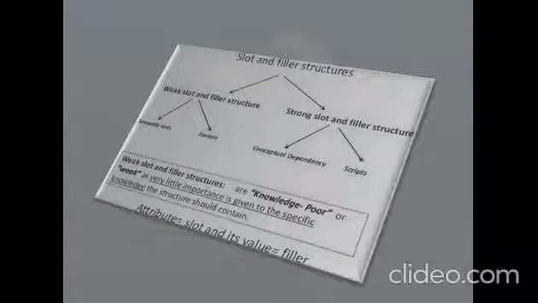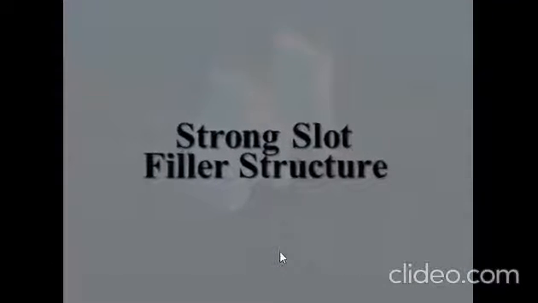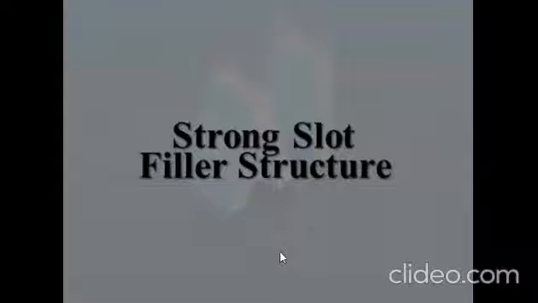And we are through with the weak slot and filler structure, which is divided into two as semantic nets and frames. We have seen both of them, and now we will be treating strong slot and filler structure, namely conceptual dependency and scripts. So let us move along with strong slot and filler structure, and the first one is conceptual dependency.